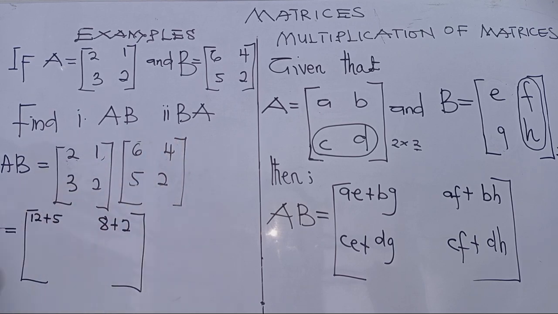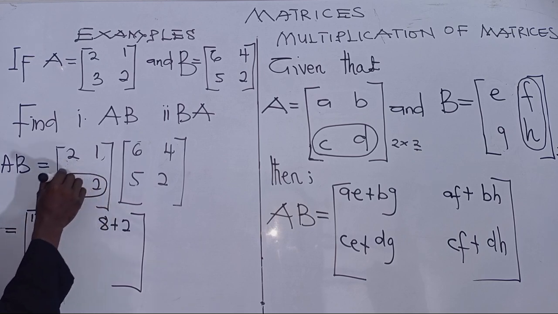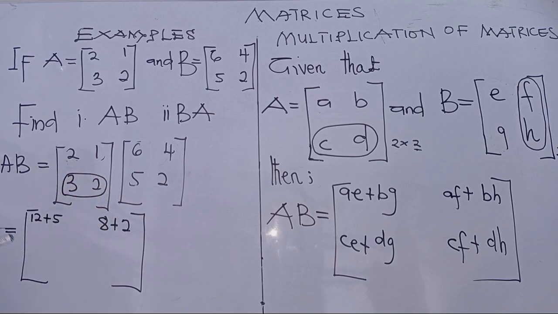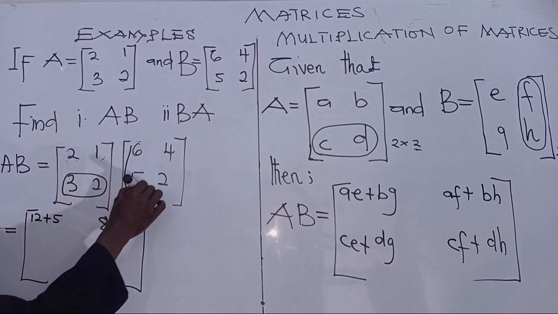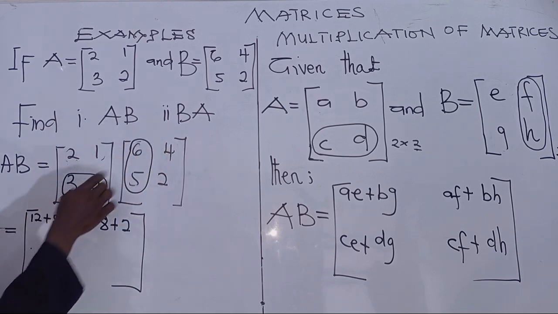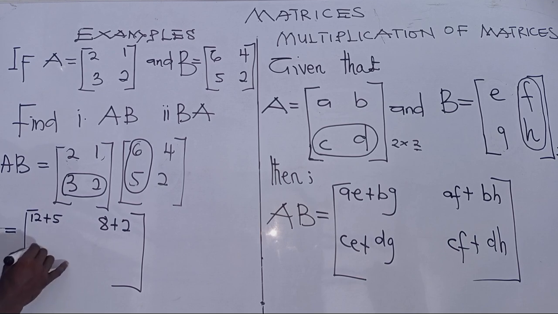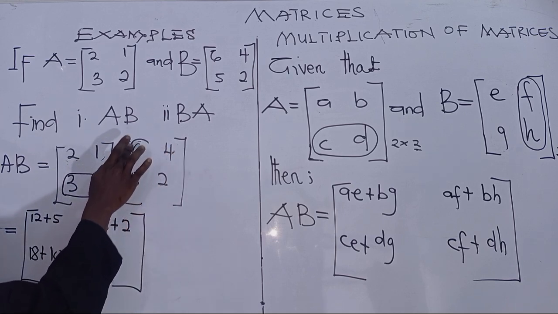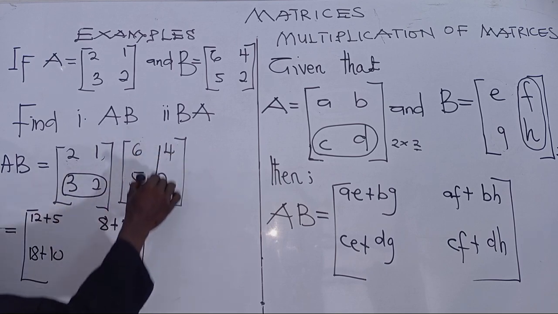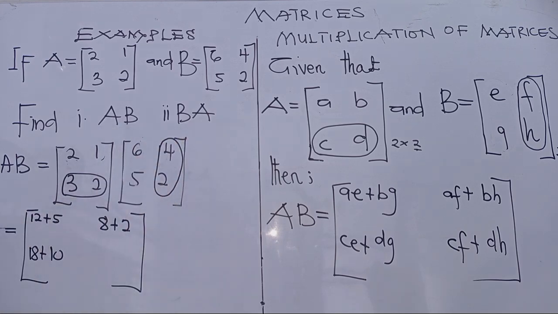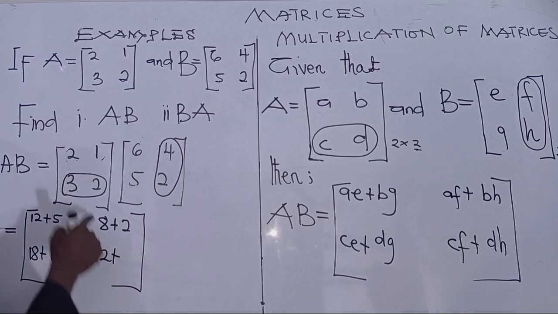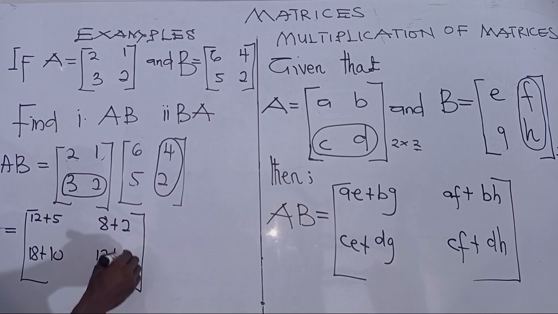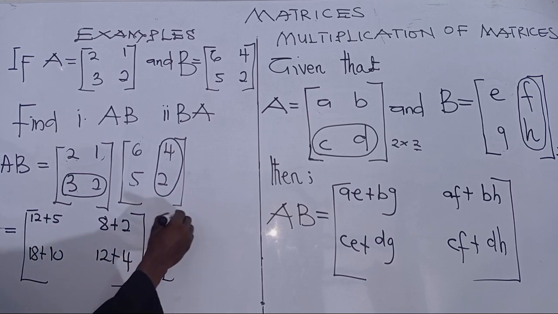So we are done with this. We move on to the second row of the first matrix. We are going to repeat the same cycle. 3 times 6 will give us what? 18. 2 times 5 will give us what? 10. Now we are done with the first column. Let's move on to the second column. 3 times 4 will give us what? 12. 2 times 2 will give us what? 4. Now let's add this together.